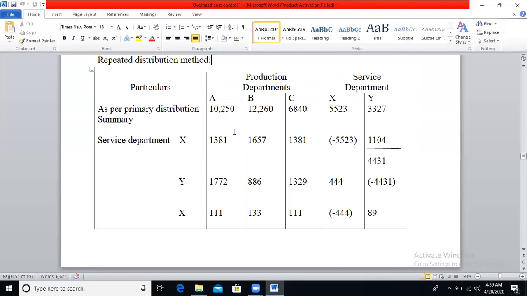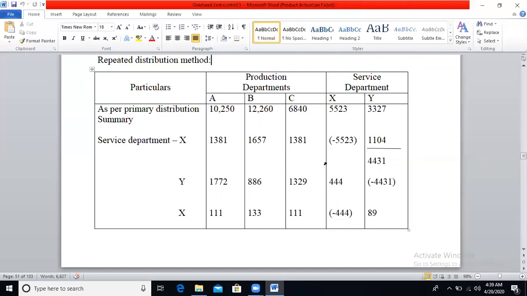So the format will be particulars, all production departments and all service departments. As per primary distribution, what are the values they have mentioned in the problem? For department A, it is 10,250. For department B, it is 12,260. And for department C, it is 6,840. For department X, 5,523. For department Y, 3,327. Don't consider the simultaneous values of X and Y. You have to consider as per the primary distribution summary what the values of X and Y are.